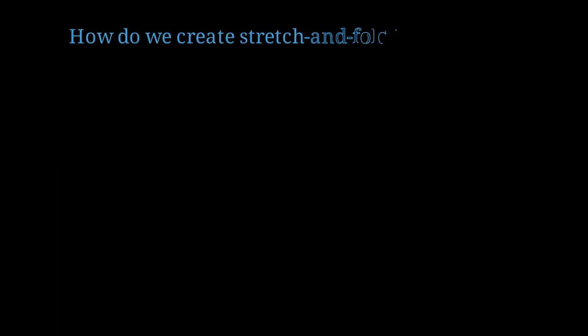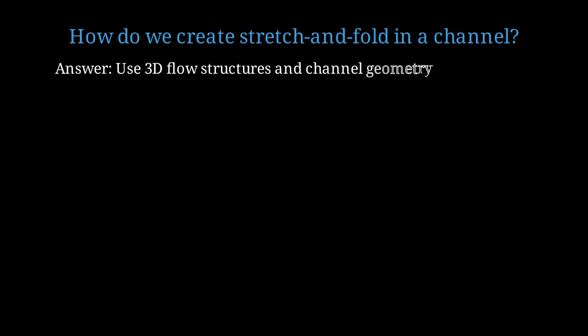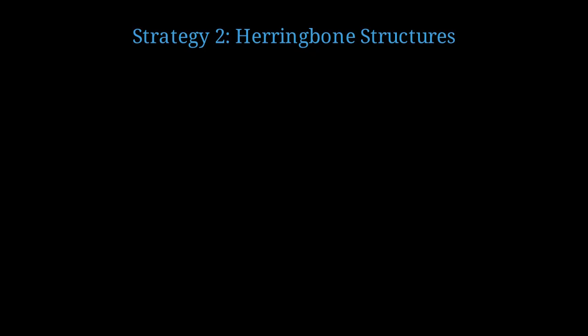The question is, how do we physically create this stretch and fold motion in a microchannel where flow is laminar? We exploit 3-dimensional flow patterns. By carefully designing the channel geometry, we can make fluid particles follow complex twisting paths that naturally stretch and fold the fluid. One of the most elegant solutions is the herringbone micromixer, invented by Stroock and colleagues in 2002.